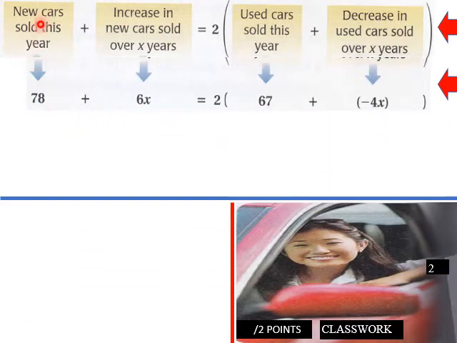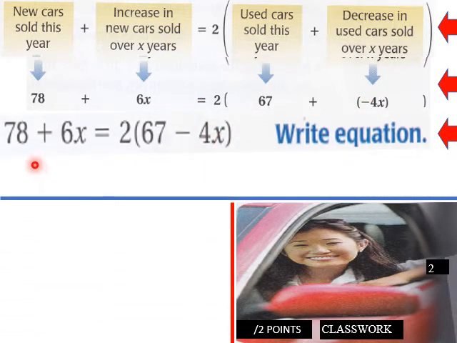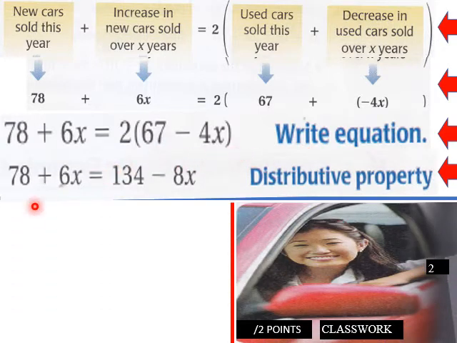Now we plug in. New cars sold this year is 78, plus increased new cars sold over x years will be 6x, will equal 2 times the quantity 67 plus a negative 4x amount here. So you have a negative amount here and then a positive amount here. When we put this into a strictly algebraic expression, we have 78 plus 6x equals 2 times the quantity 67 minus 4x. That writes your equation.